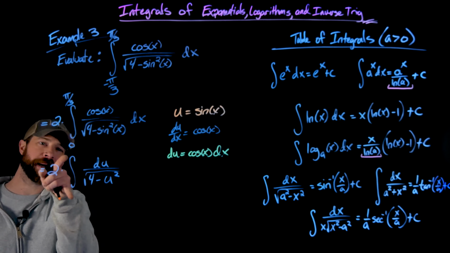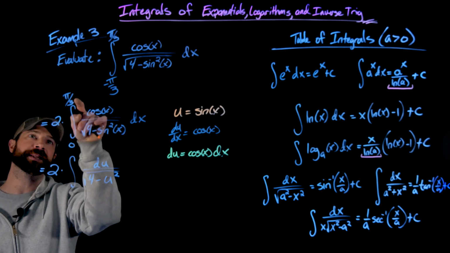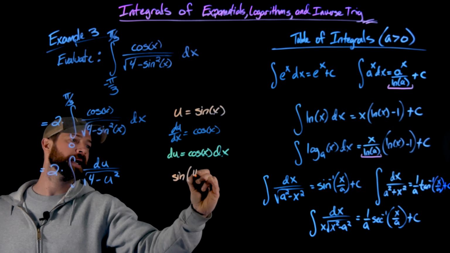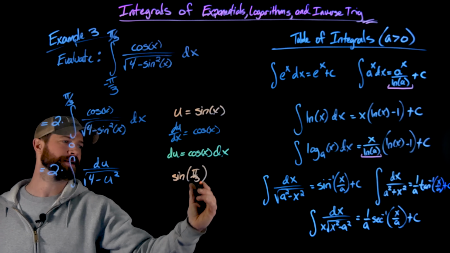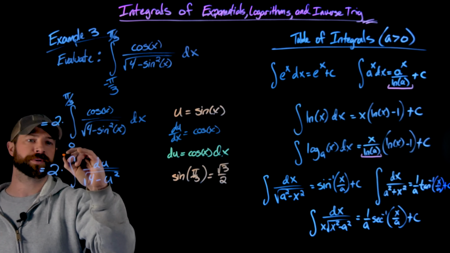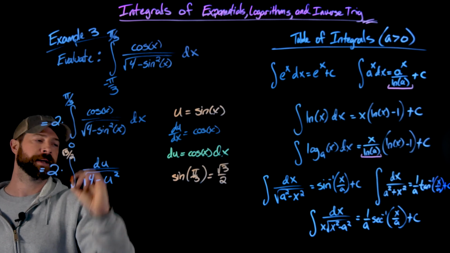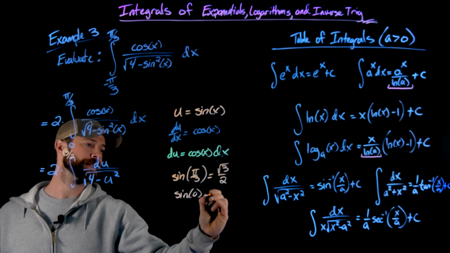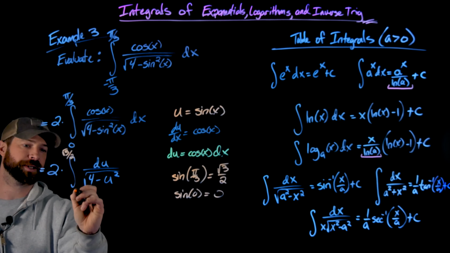So now I need to change my bounds here. So this right here will be the sine of pi over 3, checking our unit circle, this is the square root of 3 over 2. So that's my upper bound here. And then sine of 0 I need to calculate, and we all know that the sine of 0 is 0.